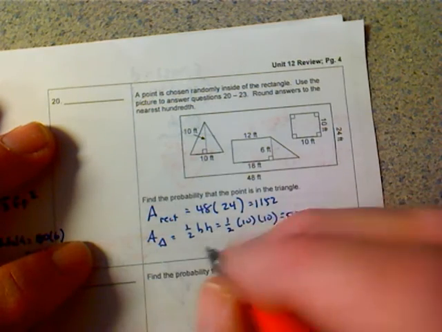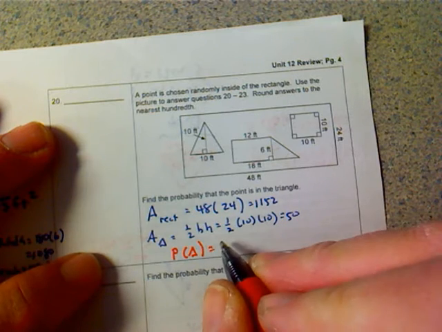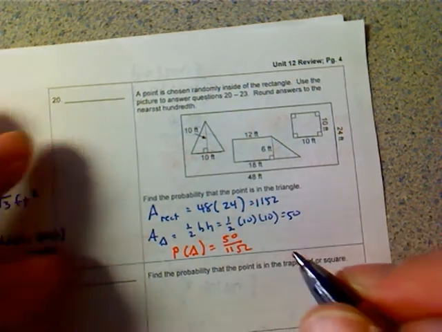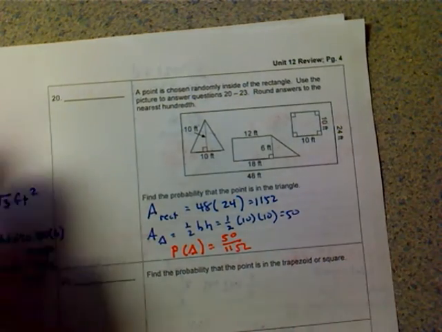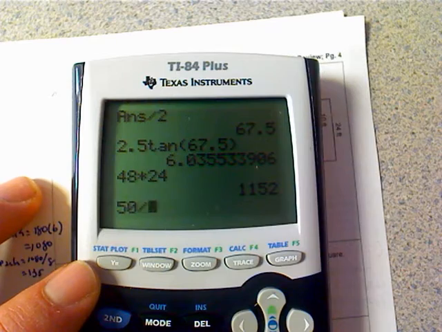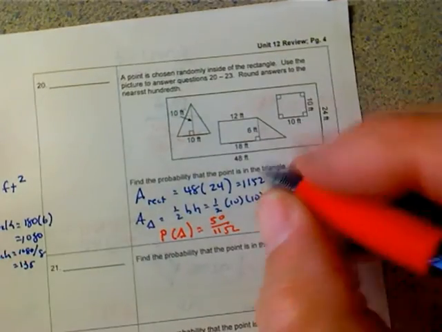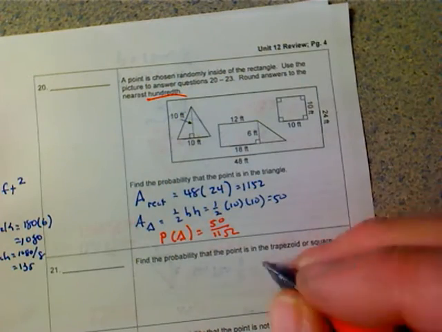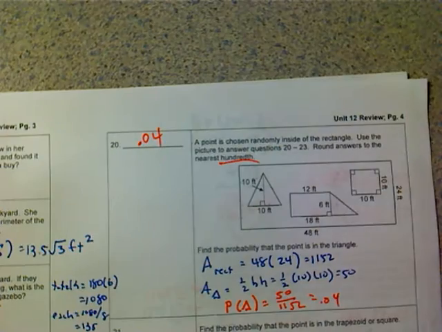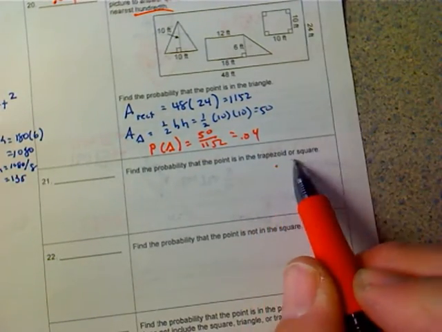Okay, so finally we want the probability it's in the triangle. Well, there's 50 in the triangle divided by 1152 total. So 50 in the triangle divided by 1152 total, nearest hundredth, 0.04.